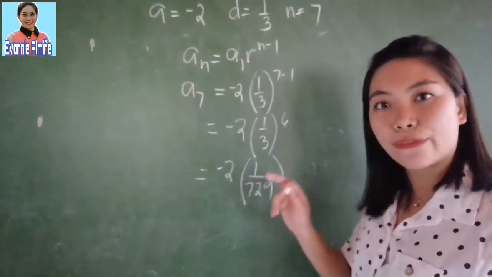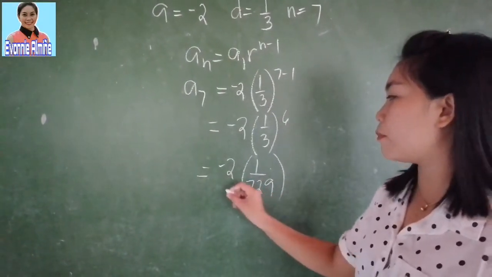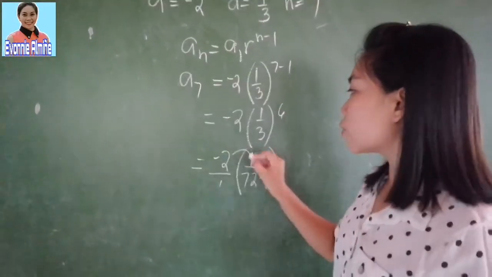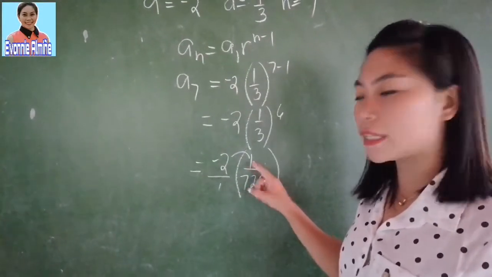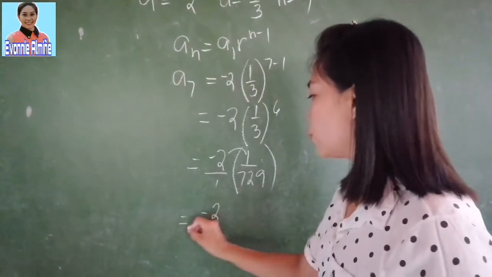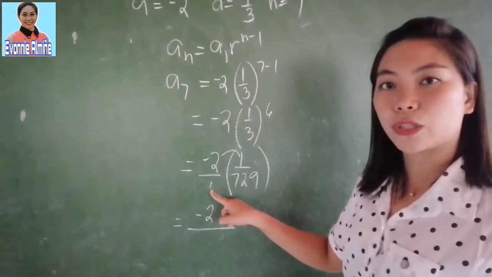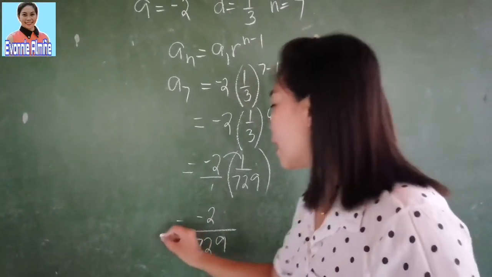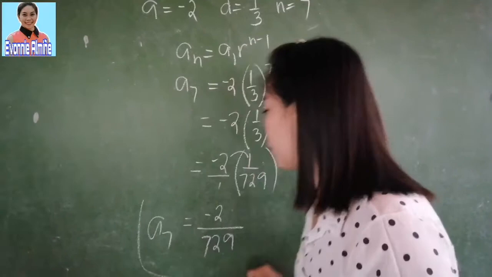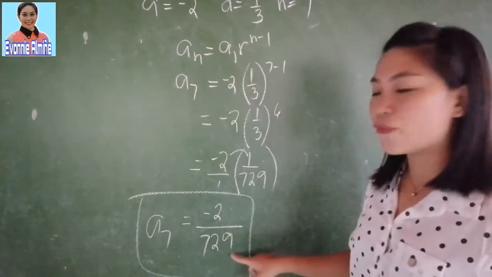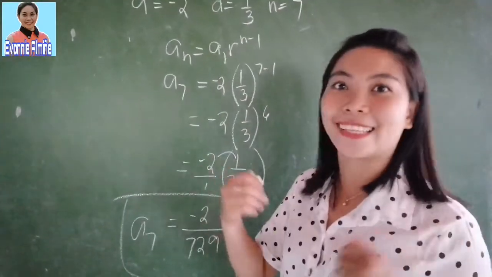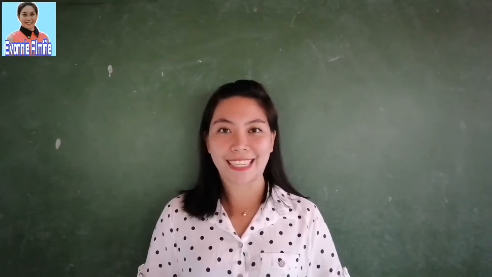So, just have the direct multiplication, numerator to numerator, denominator to denominator. Negative 2 multiplied by positive 1, you have negative 2, over the denominator 729. Therefore, a sub 7 is equal to negative 2/729. Tada! You got it right, di ba? We're done with the last term of a geometric sequence.